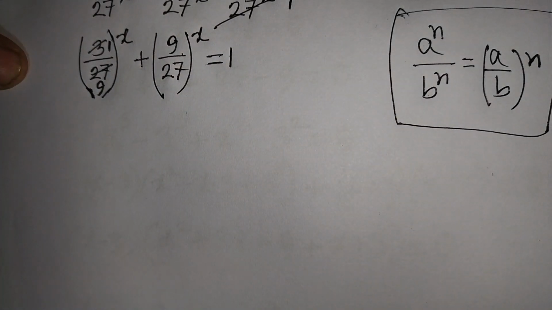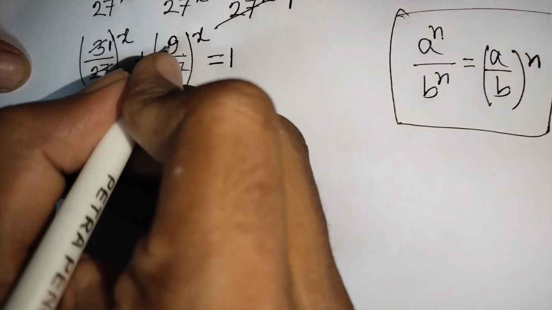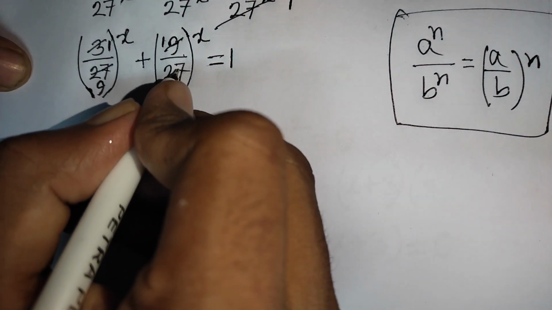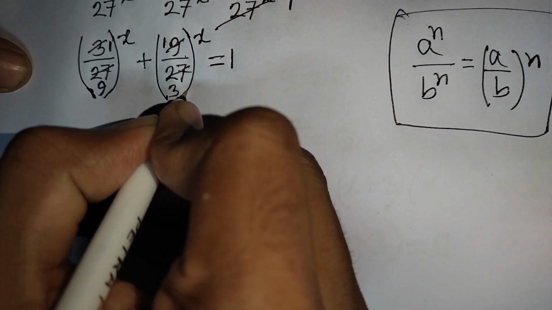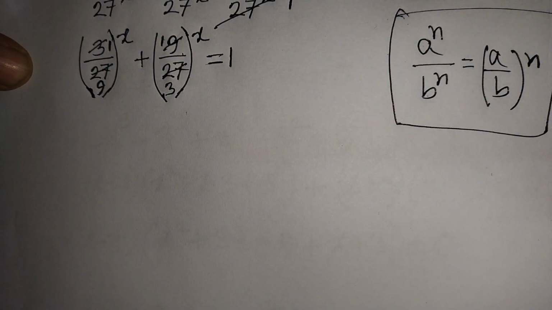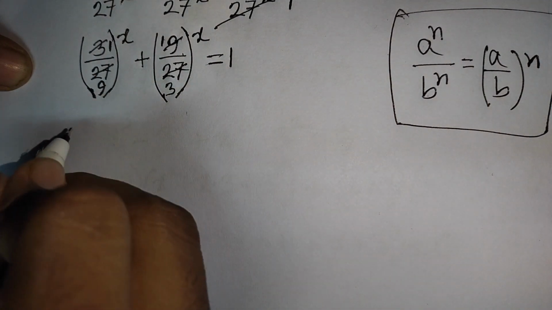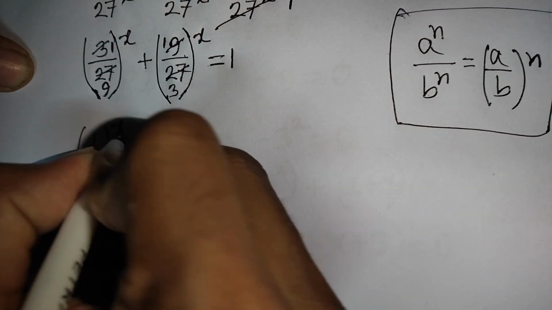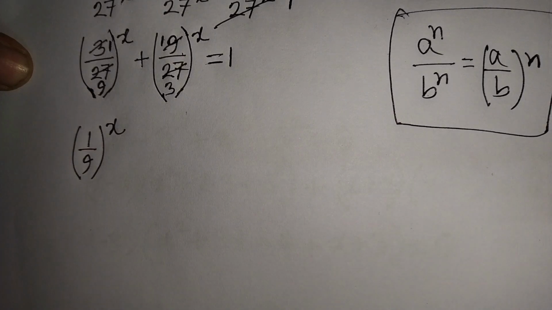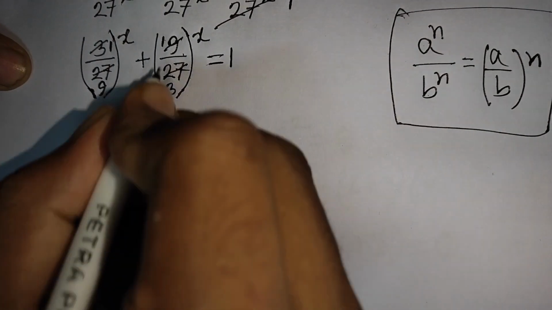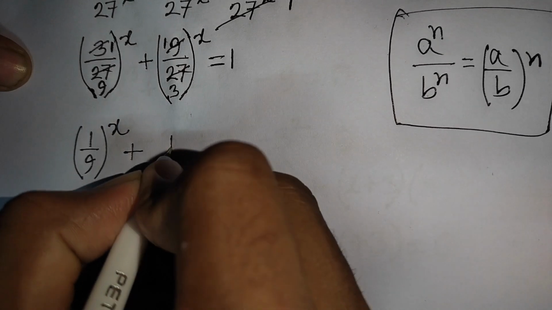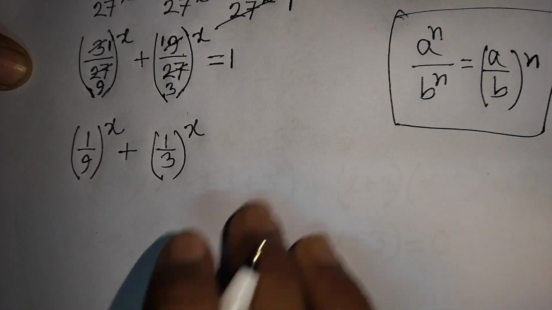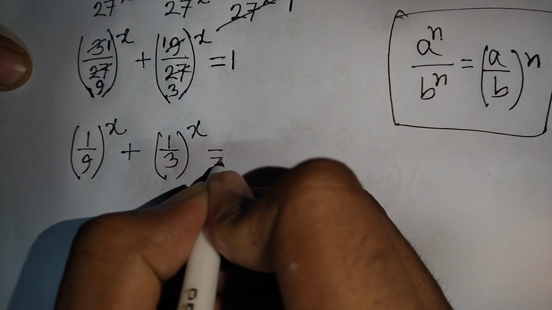Then 9 divided by 9, that means it will be 1. 27 divided by 9, that means it will be 3. So we have (1 over 9) bracket power of x plus (1 over 3) bracket power of x is equal to 1.